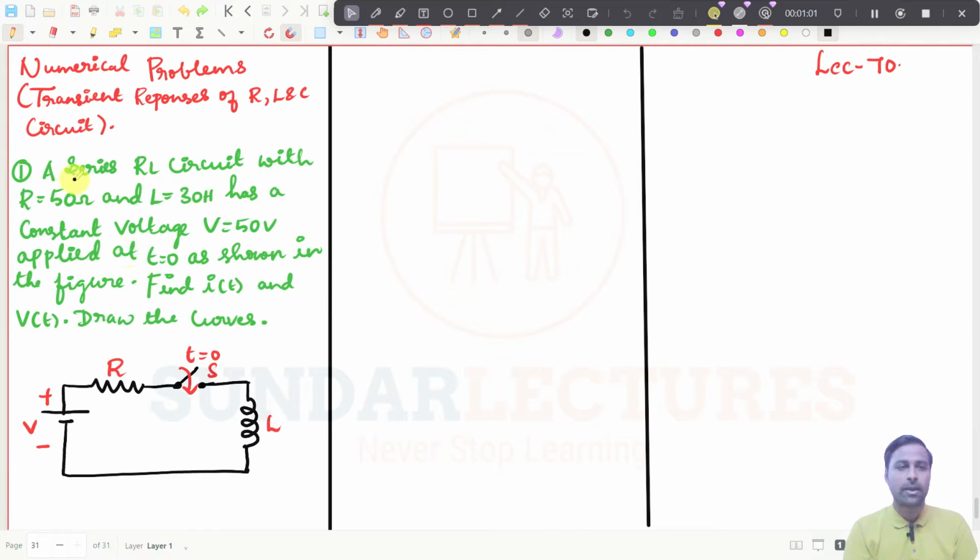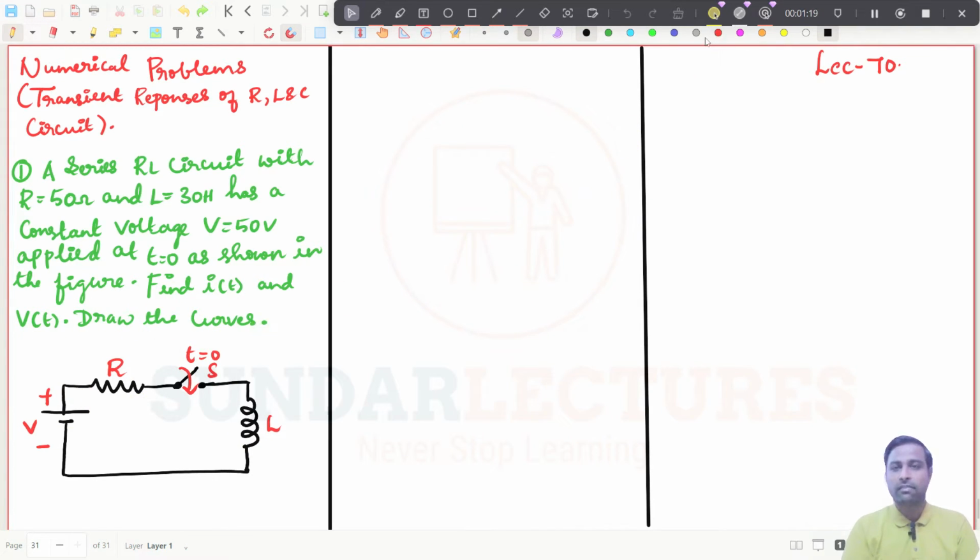So now you see a series RL circuit with the resistance R equal to 50 ohms and L, that means inductance, equal to 30 Henry. A constant voltage of 50 volt is applied at t equal to 0 as shown in the figure. Find i of t and v of t, and then we need to draw the graph.